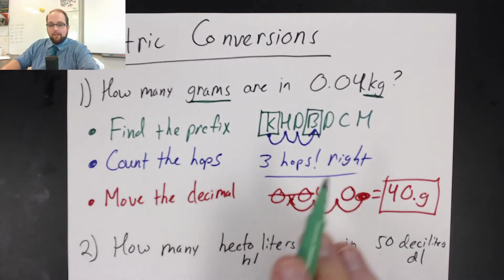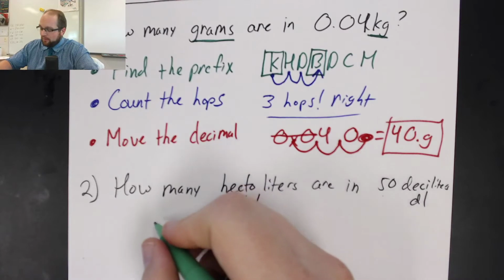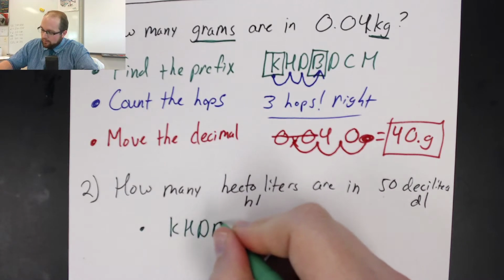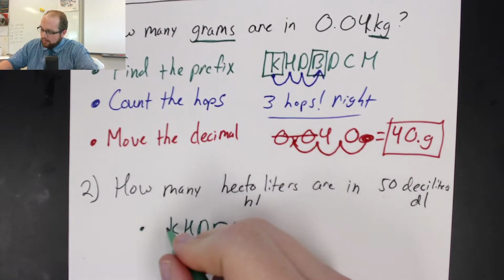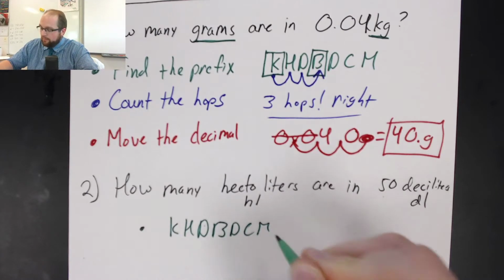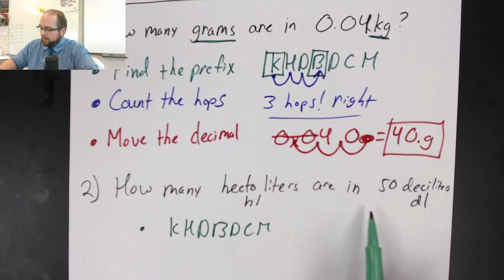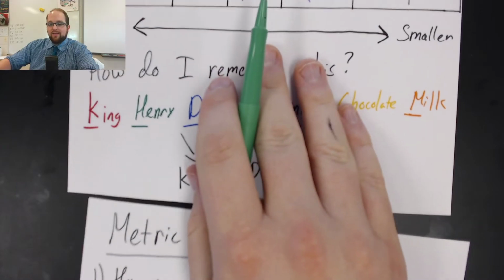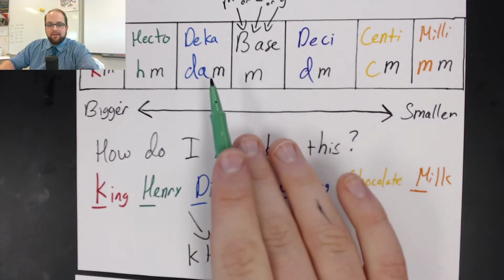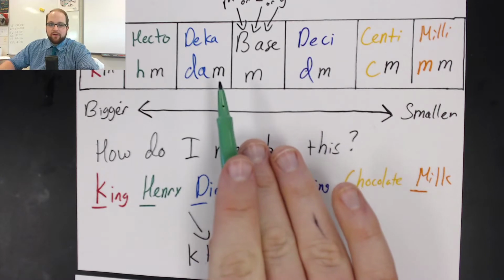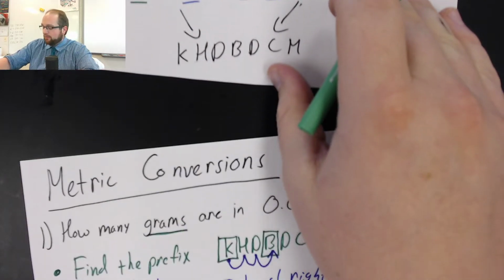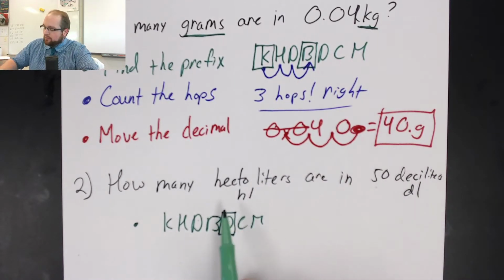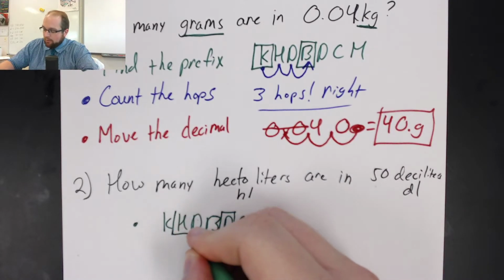I'm not going to write these out again, but I'm going to use my colors to help me identify, right? Because we are first finding our prefix. We have K, H, D, B, D, C, M. King Henry died by drinking chocolate milk. Okay, where are we starting? We are starting with deciliters. Oh, remember, we have 2 Ds. But deci, if we go back to our notes, is the second one, right? Because A is the first letter in the alphabet, so deka goes first. So we are looking at the second D for deci. And then we're trying to get to hecto. That's going to be the H.